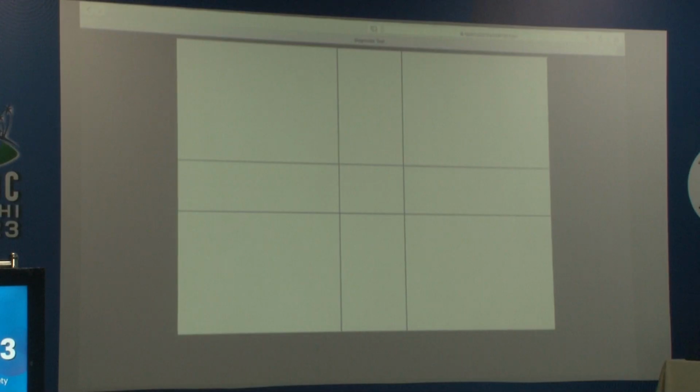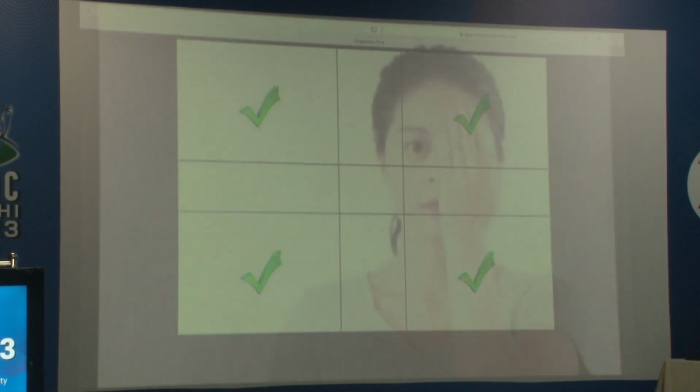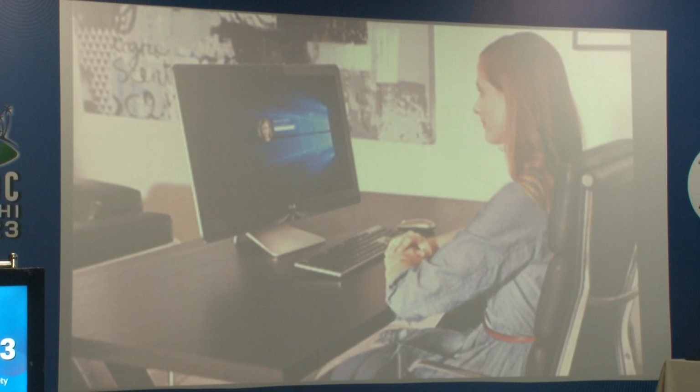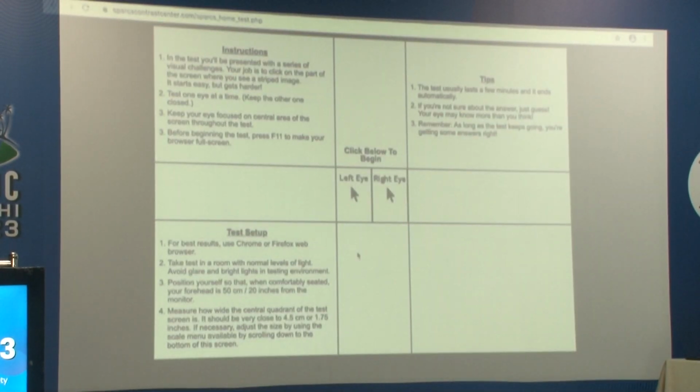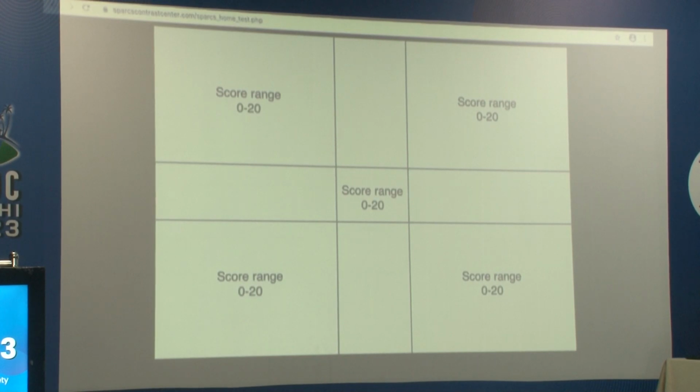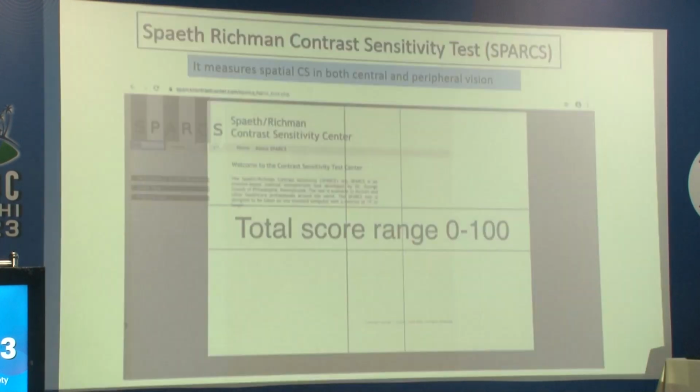It tests the contrast sensitivity in the central quadrant and in 4 peripheral quadrants. It is tested monocularly with patients seated 50 cm from the computer. On selecting the eye, the patient will see a vertical contrast grating in different quadrants while maintaining a central fixation. A score out of 20 is obtained for each quadrant, making a total score of 100.